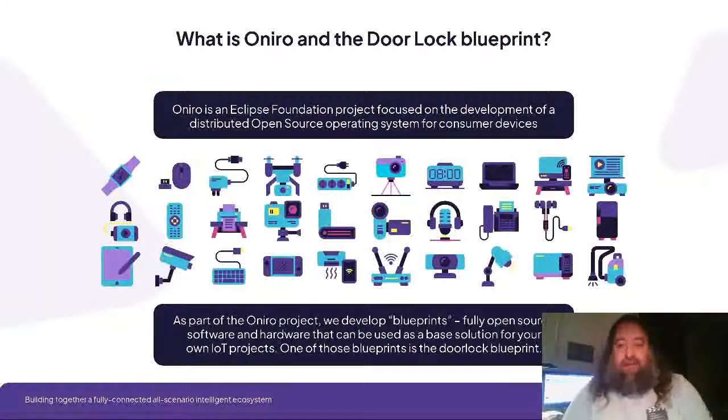And as an important part of this project, we develop what we call blueprints. That is fully open source software and as open as possible hardware that can be used as a base solution for your own IoT projects. One of those blueprints is the Dorlock blueprint. Let's see what it does by taking a look at it in action.